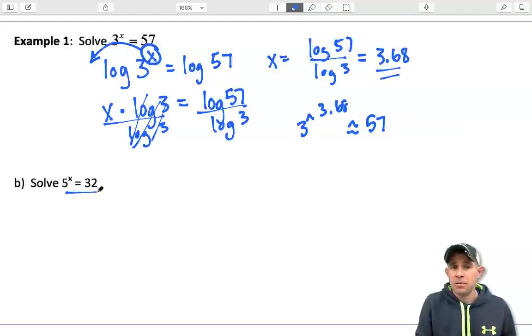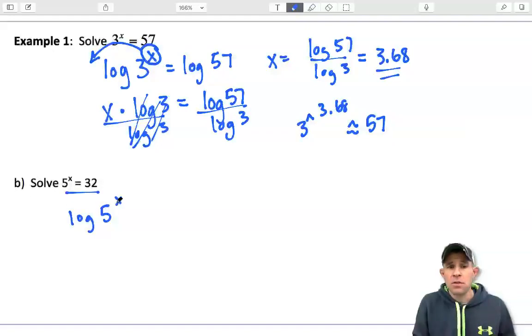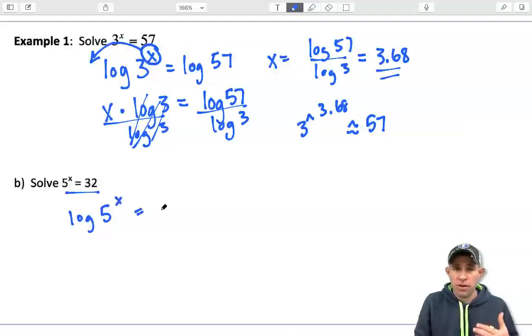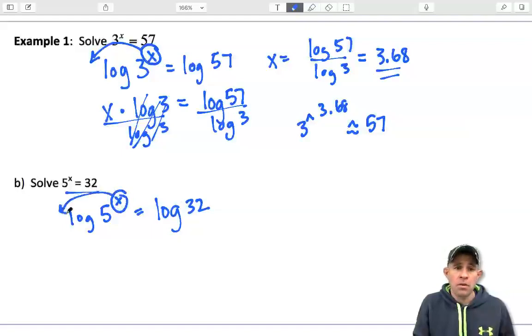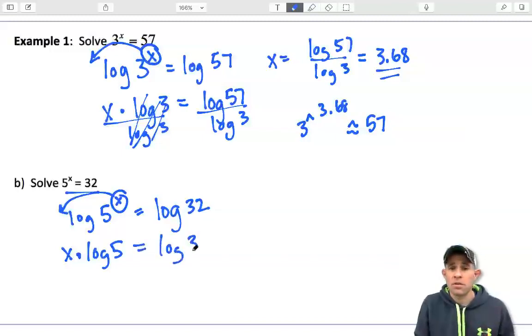All right, our next example is just like the previous. 5 to what power gives me 32? Now, we're going to take the log of both sides. So I'm going to rewrite my first line as log of 5 to the x power equals log 32. I apply my power theorem of logs that says take that power, put it down in front, and we rewrite that as x times log 5 is equal to log 32.